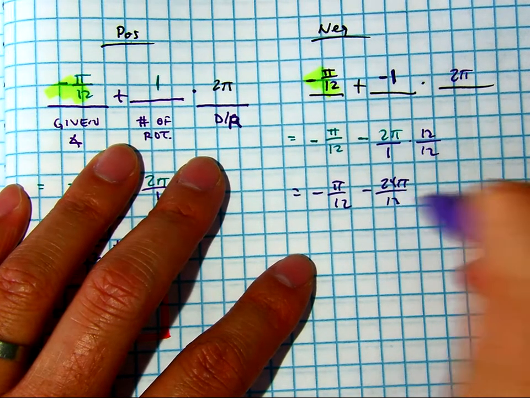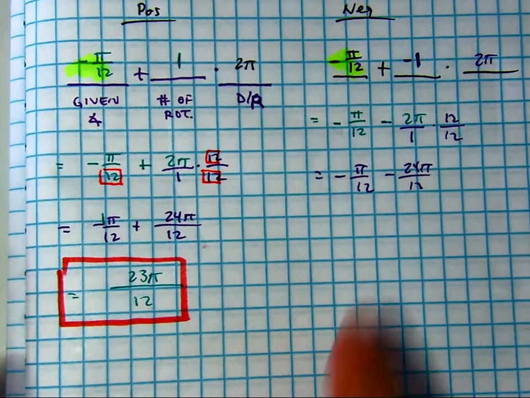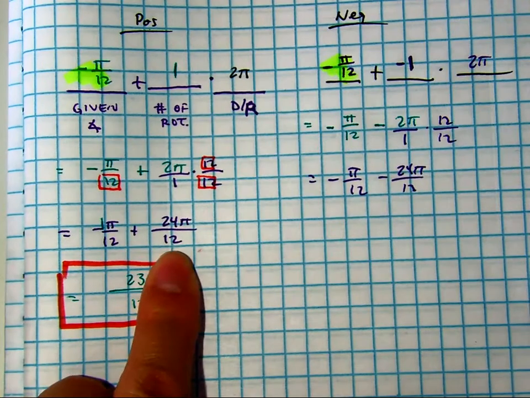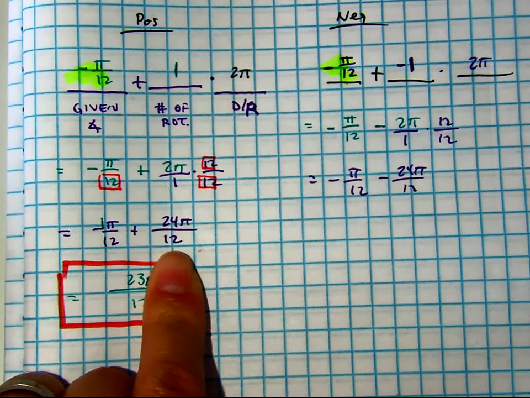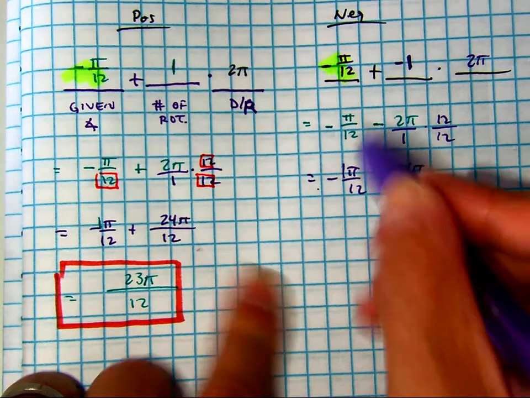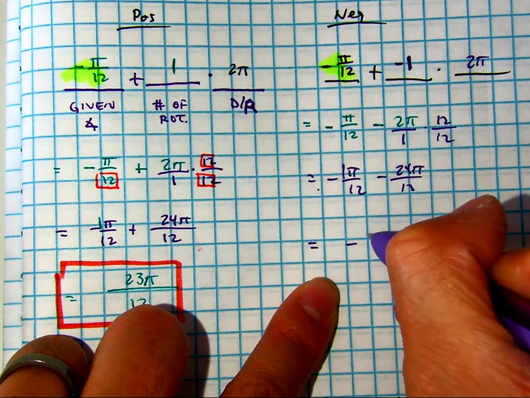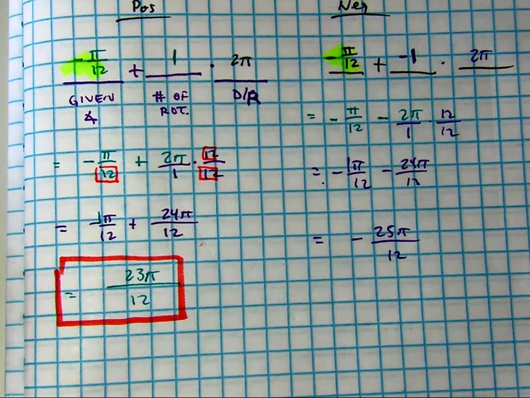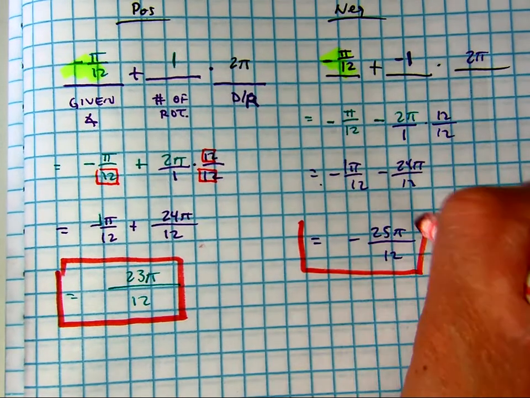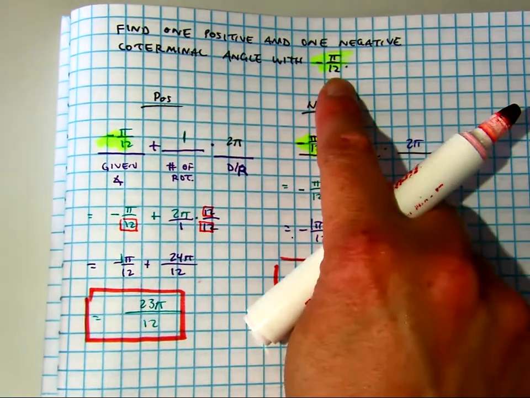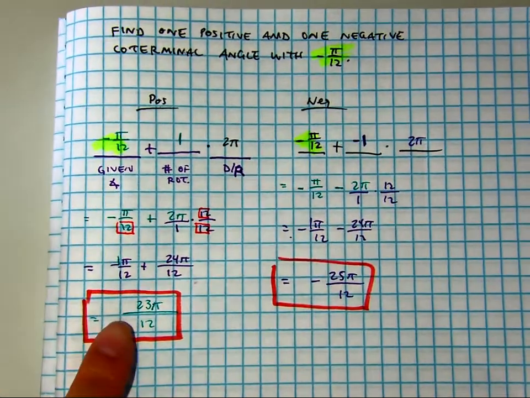If you're doing a problem like this, take a look at what you did over here. You already figured out an equivalent of 2 pi. It's 24 pi over 12. Class, what's negative 1 minus 24? Negative 25 pi over 12. So what did we just do? We found two angles that are coterminal with negative pi over 12. This one is a positive, and that one is a negative.